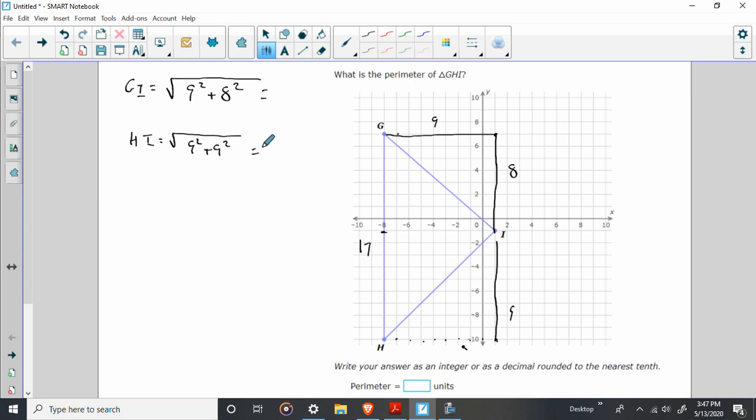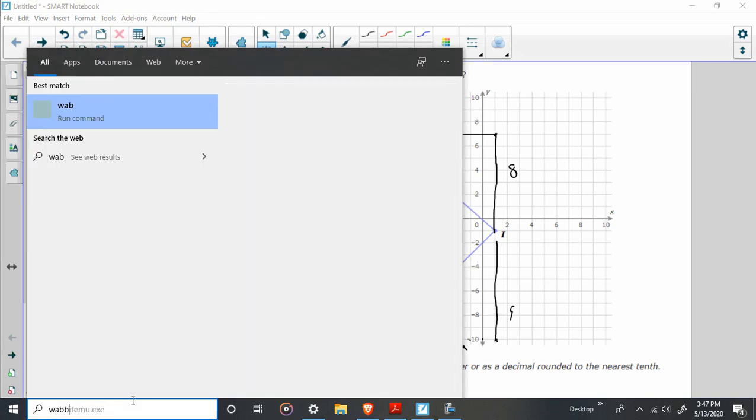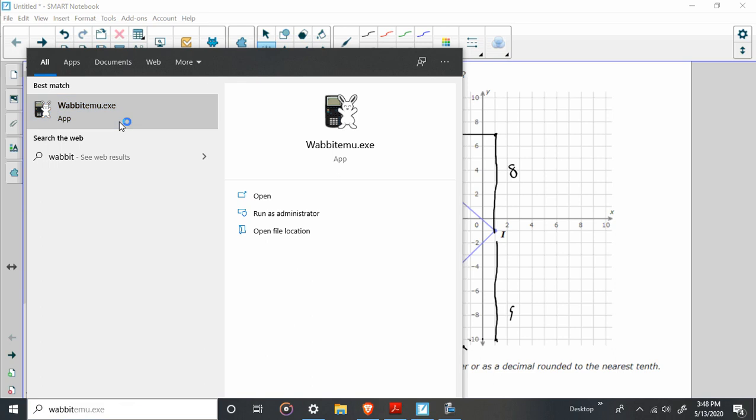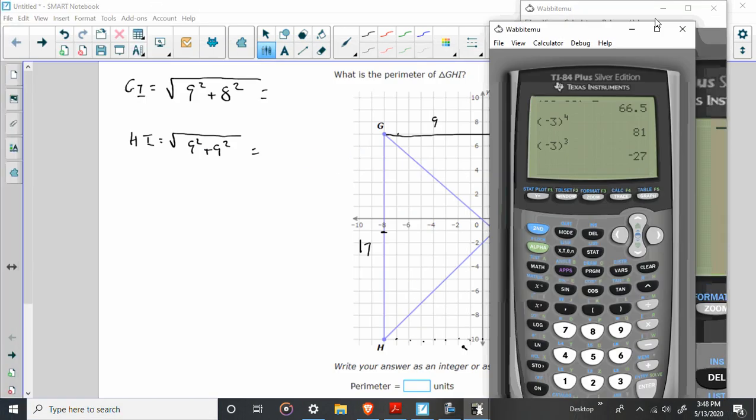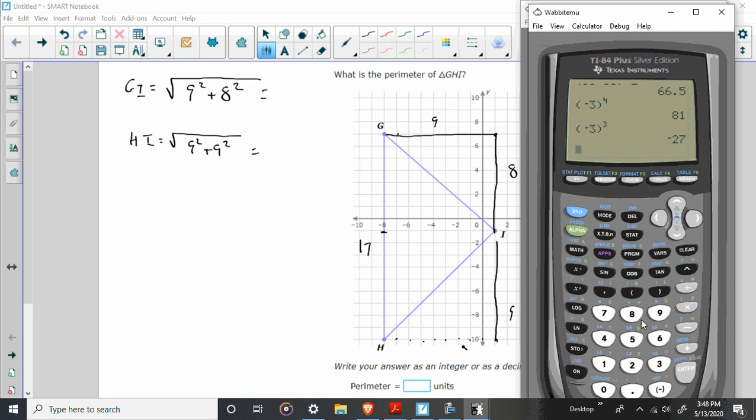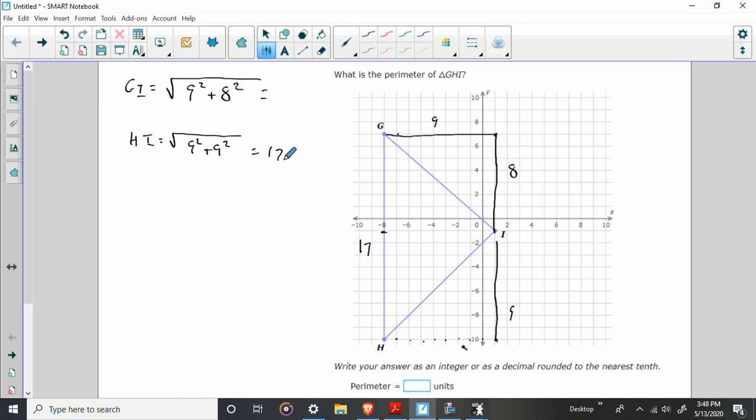So let's go ahead and break out the calculator. What is the square root of 9 squared plus 9 squared? And that's going to be 12.7279. Well, 12.73, we'll round it to 12.73. It says round to the nearest tenth. I would go out to the nearest hundredth until your final step.